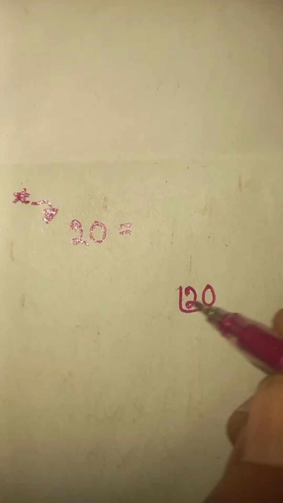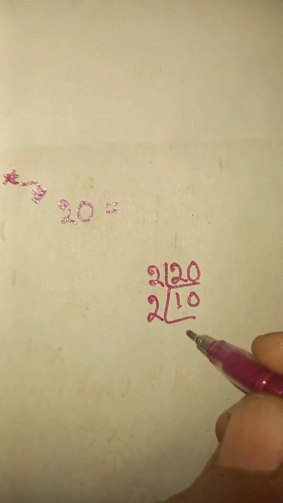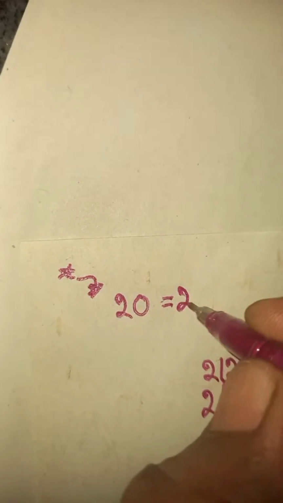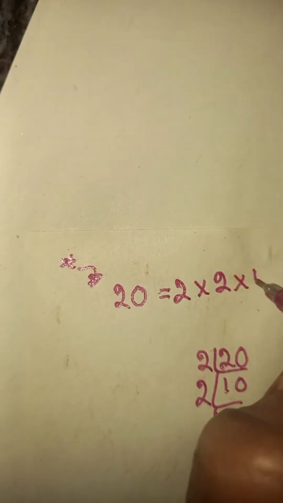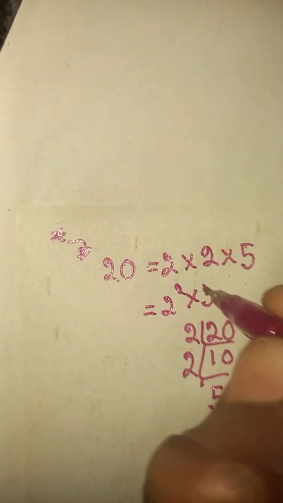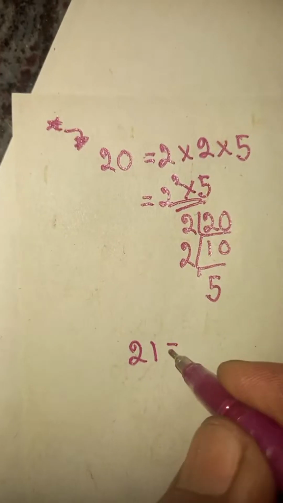20 can be divided as 2 times 10. 10 can be divided again as 2 times 5. 5 you cannot divide. So this becomes 2 times 2 times 5, which is completely equal to 2 squared times 5. Let's take the next number, that is 21.